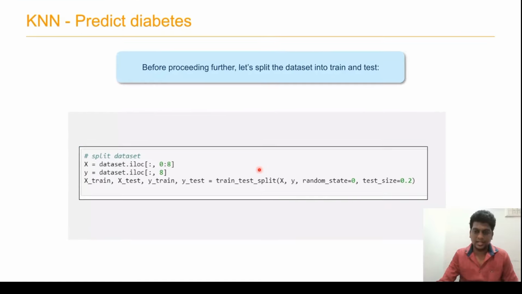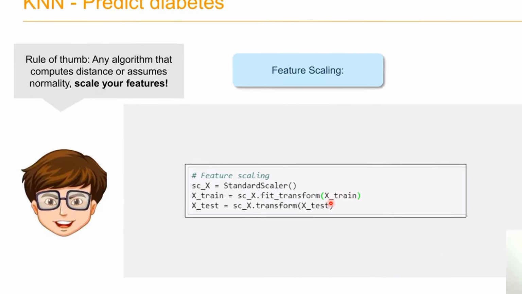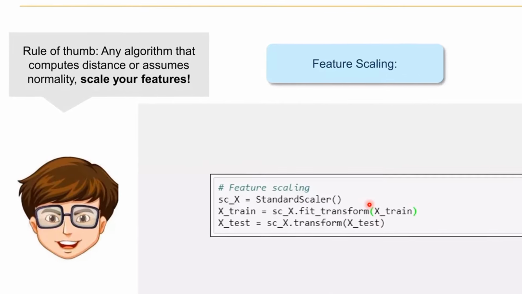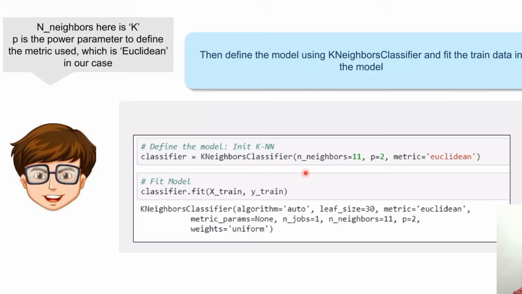Split the data set separately for training and testing. The main rule of thumb is that for any algorithm where you are calculating distance, the features should be scaled. We have to define the model here, where p defines the power parameter, the metric here is Euclidean distance, and n neighbors. Then we have to fit the model for training and testing correctly.